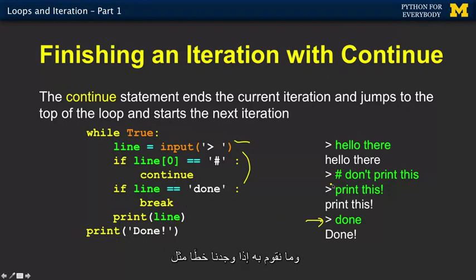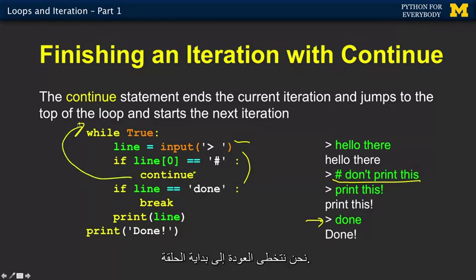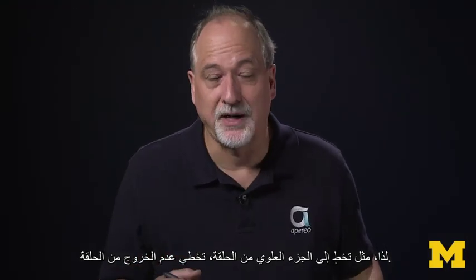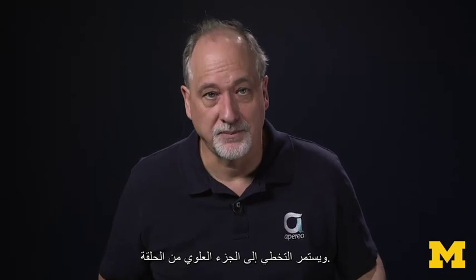And what we do is if we find a line like this one that has a pound sign as the first character, we skip back to the beginning of the loop. We go back down and we do another input. So we don't print that, but we say something here, and so it does not print the line, so it skips that. So it's like skipping to the top of the loop, not skipping out of the loop. So break skips out of the loop, and continue skips to the top of the loop.